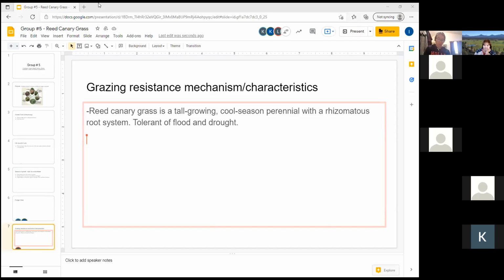I think it said it was mostly grown in marshes and more wet areas. Yep. Great. Thanks, guys. That's a good rundown on reed canary grass.